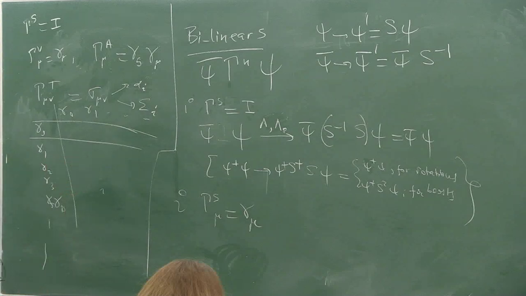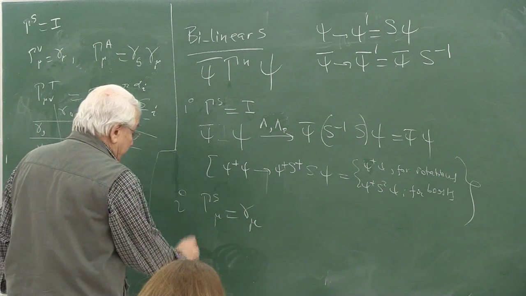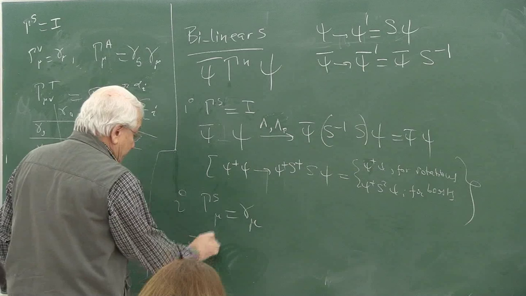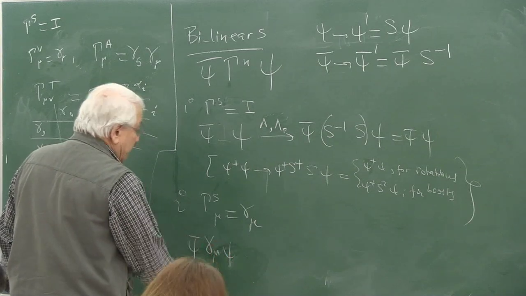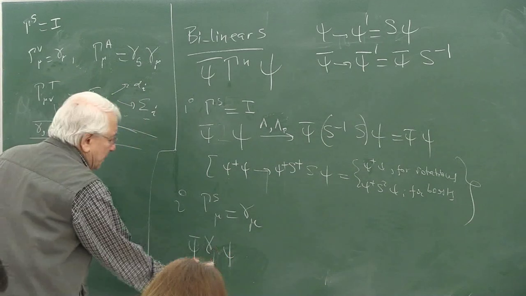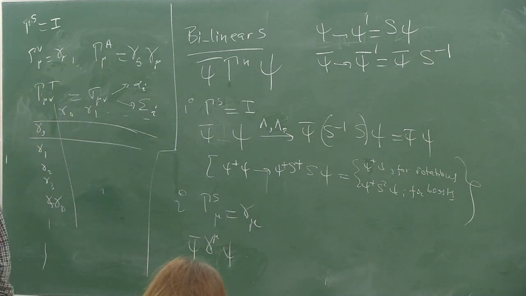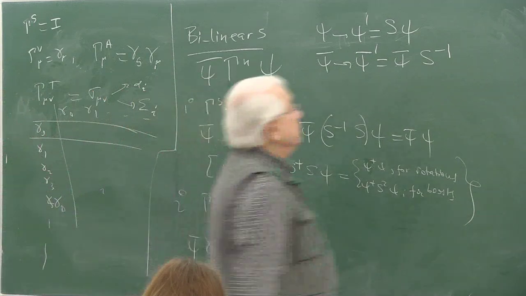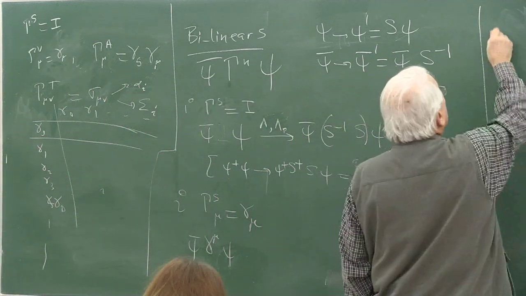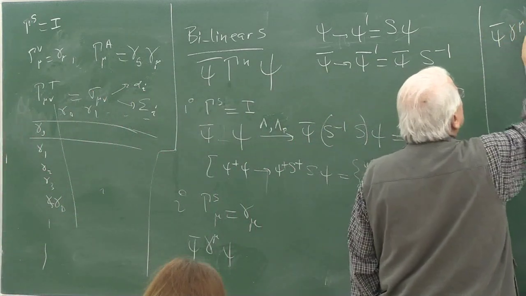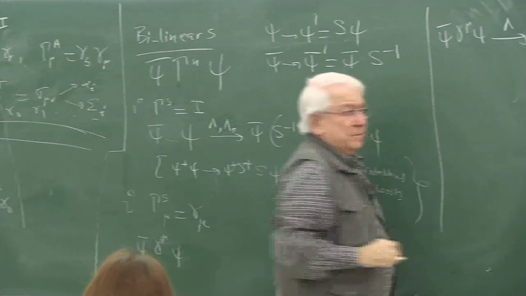So what about this one? So I take the psi bar, gamma mu, psi. Let's always use, for these demonstrational effects, the contravariance, not to get confused with covariance. How does this transform now under proper Lorentz and reflection? Okay, let's check. Psi bar, gamma mu, psi, Lorentz.